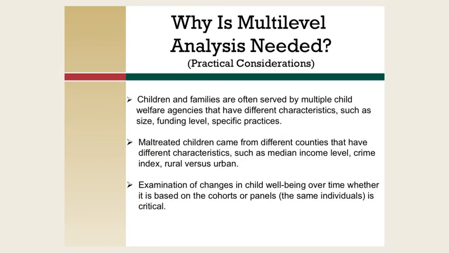So to come back to what common sense would tell us, as John Lyons said earlier, we have children and families that are served by multiple child welfare agencies, counties, community-based care lead agencies, that have different characteristics such as size, funding level, specific practices. Maltreated children are from different counties that have different characteristics or different parts of the state, such as the median income level, crime index, rural versus urban.